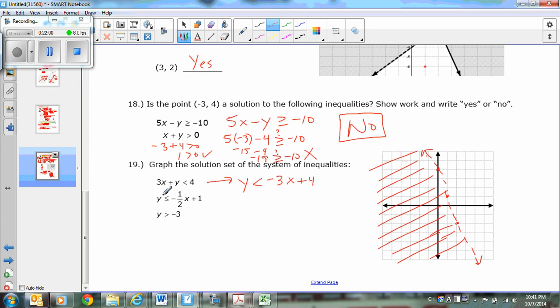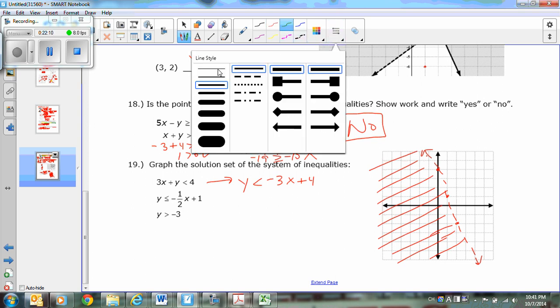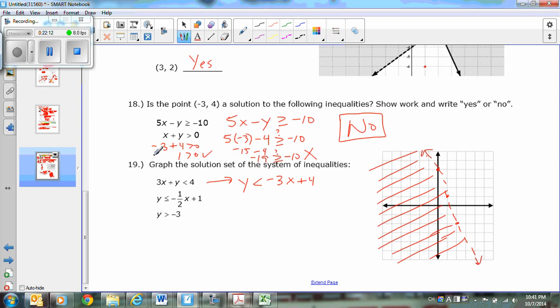Now our second inequality is already solved for y, so I don't need to do what I did on the first one. I'm going to change color. Let's change to green. It has a y-intercept of positive 1 and a slope of negative 1/2. I can think of it as negative 1 over positive 2, or positive 1 over negative 2. Either way, I should end up with points on the same line.